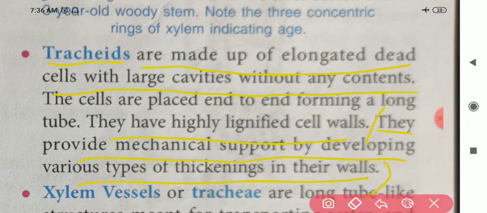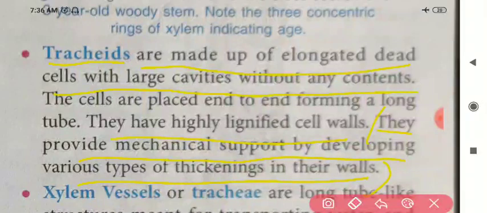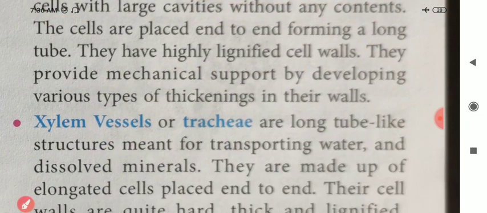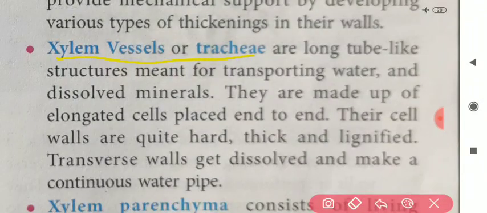Next, they provide mechanical support by developing various types of thickenings in their walls. Next, we have, my dear students, xylem vessels, or tracheae. These are long tube-like structures meant for transporting water and dissolved minerals. They are made up of elongated cells placed end to end.